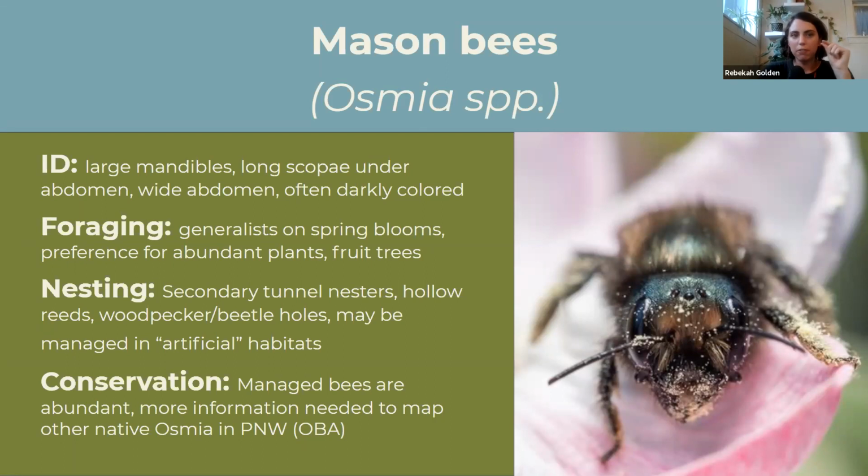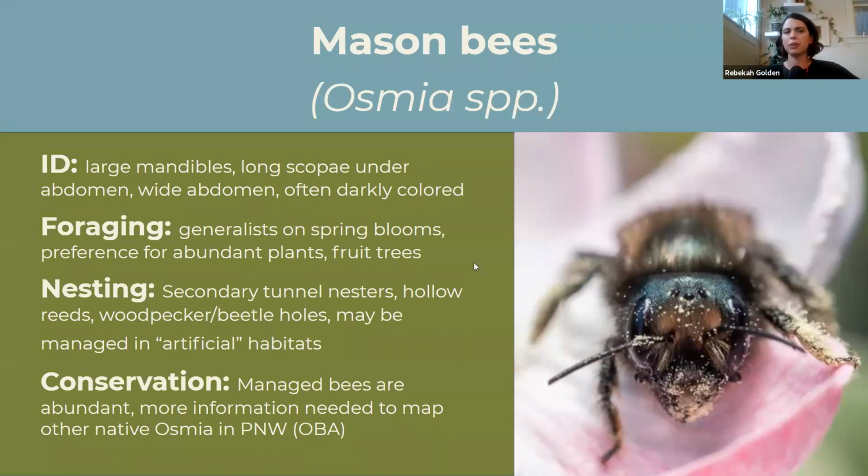And so they can be identified by having very, very large mandibles or little pinchers at the fronts of their faces that they use to scoop mud. And so they use mud as their nesting materials. They'll line their tube nests with a little mud wall on either side, and that will protect from predators, parasites, and prevent the young from stealing food from one another.